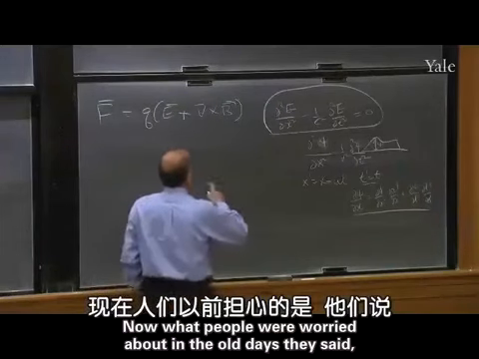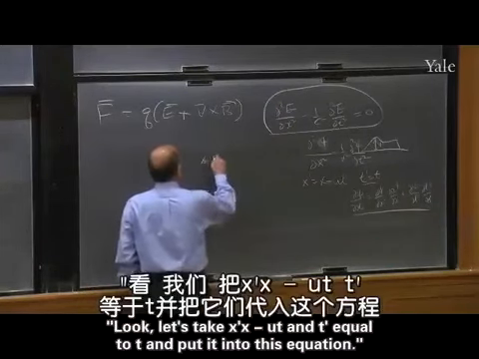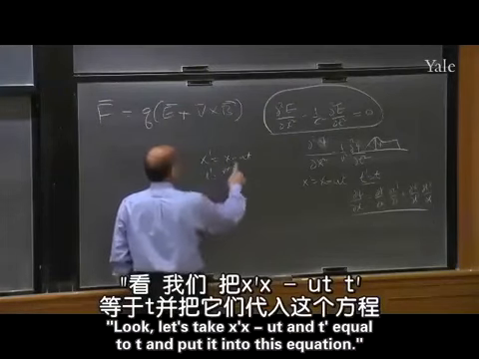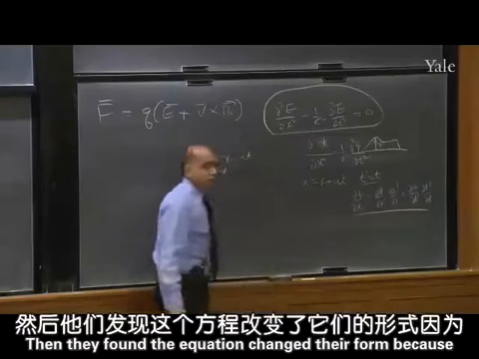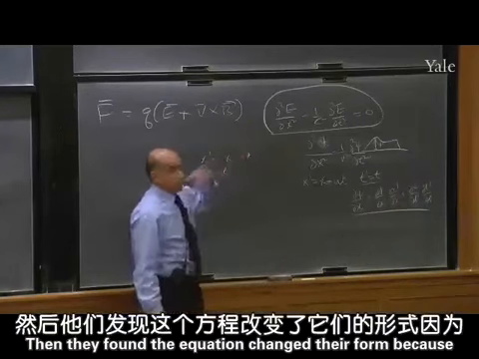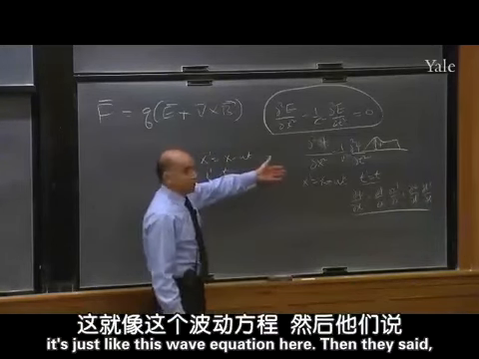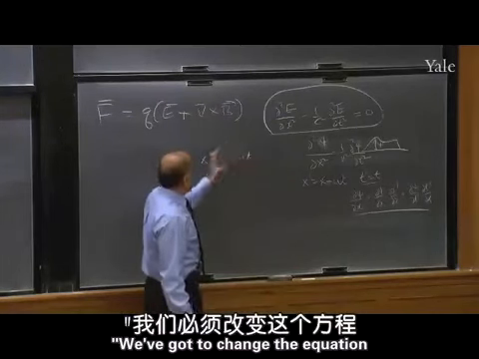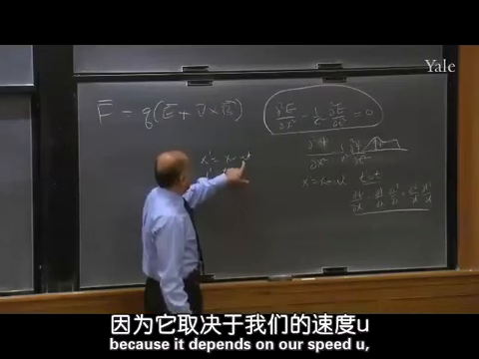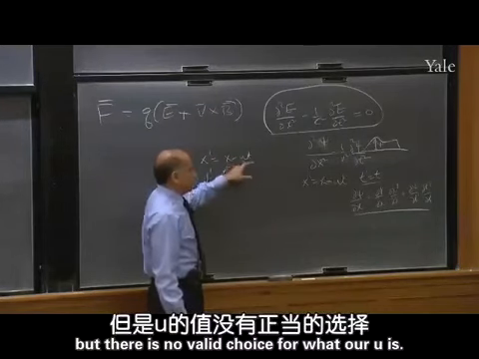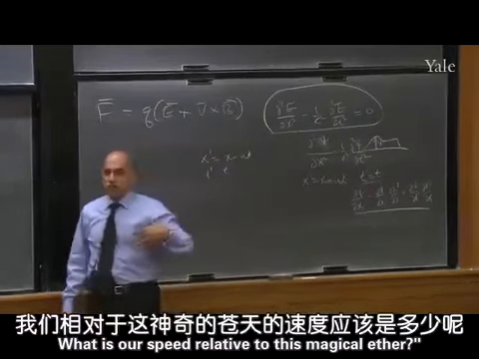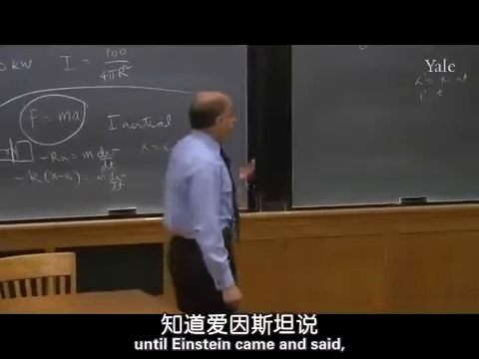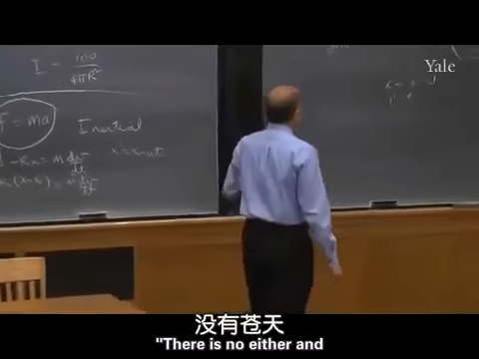Now, what people were worried about in the old days, they said, look, let's take x prime is x minus ut and t prime equal to t and put it into this equation. Then they found the equation changed its form because it's just like this wave equation here. Then they said, we've got to change the equation because it depends on our speed u, but there is no valid choice for what our u is. What is our speed relative to this magical ether?